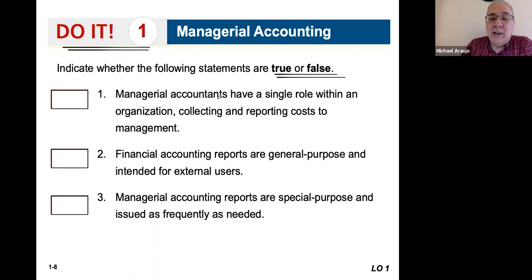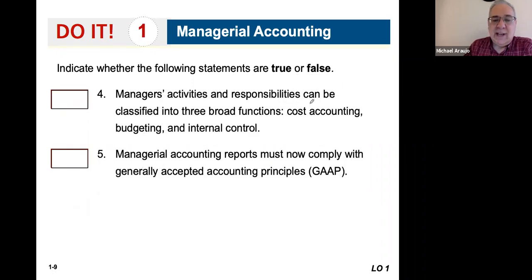So true false statements. Managerial accountants have a single role in the organization to organize, collect, and report costs to management. They have a single role. False. They have multiple roles that they actually play. They're highly engaged, and they are people that managers really rely on to help sort information and get good decisions done. Financial accounting reports are general purpose and intended for external users. We know that's true. Managerial accounting reports are special purpose and can be done as frequently as needed. We also know that's true.